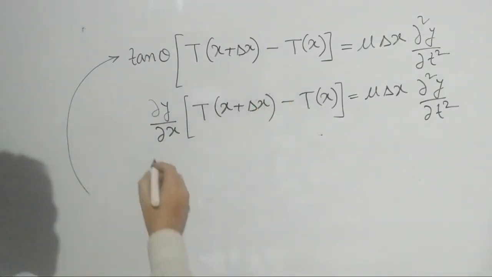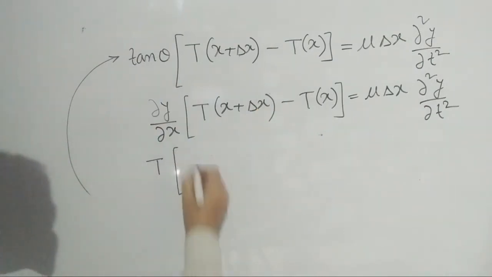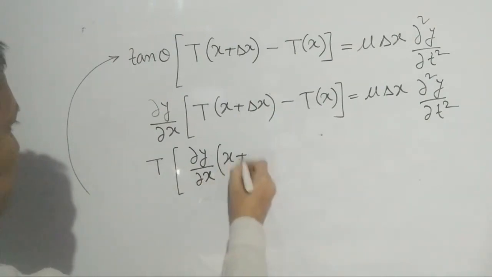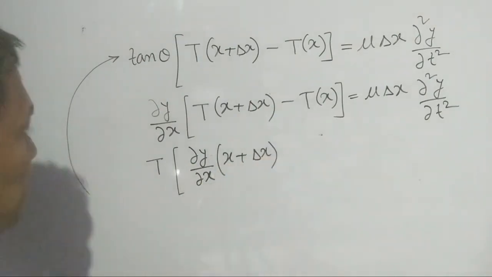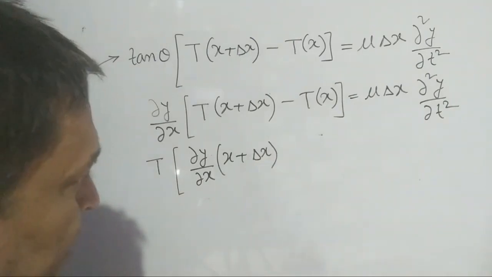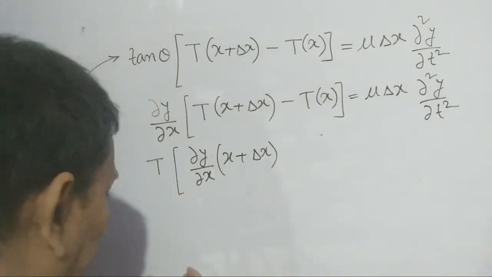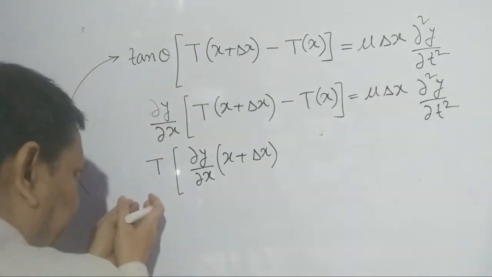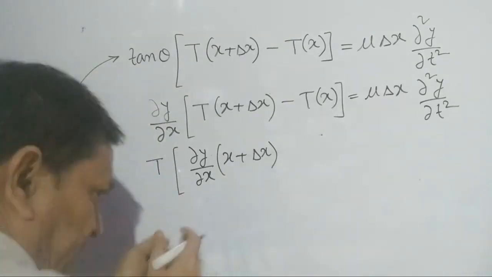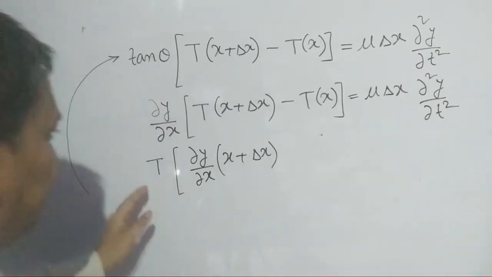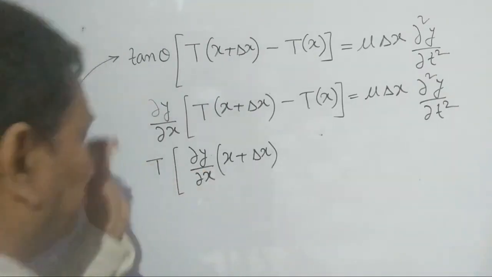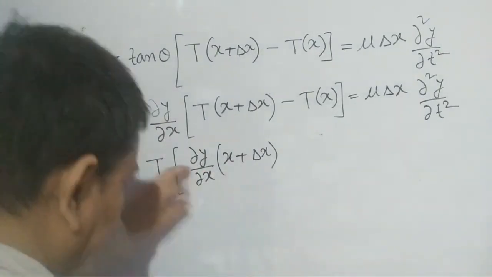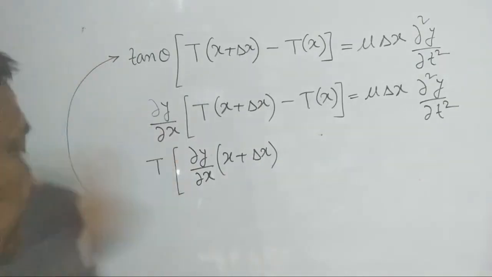So what it will give, that if we take this tension out, we will get del y by del x at x plus delta x. That means the change in tension we are taking here is taking place due to the displacement of x. But tension is constant, it is taking place only due to the slope change. The different tensions at different portions are due only to the change in x, or change in gradient, change in del y by del x, because tension is constant.